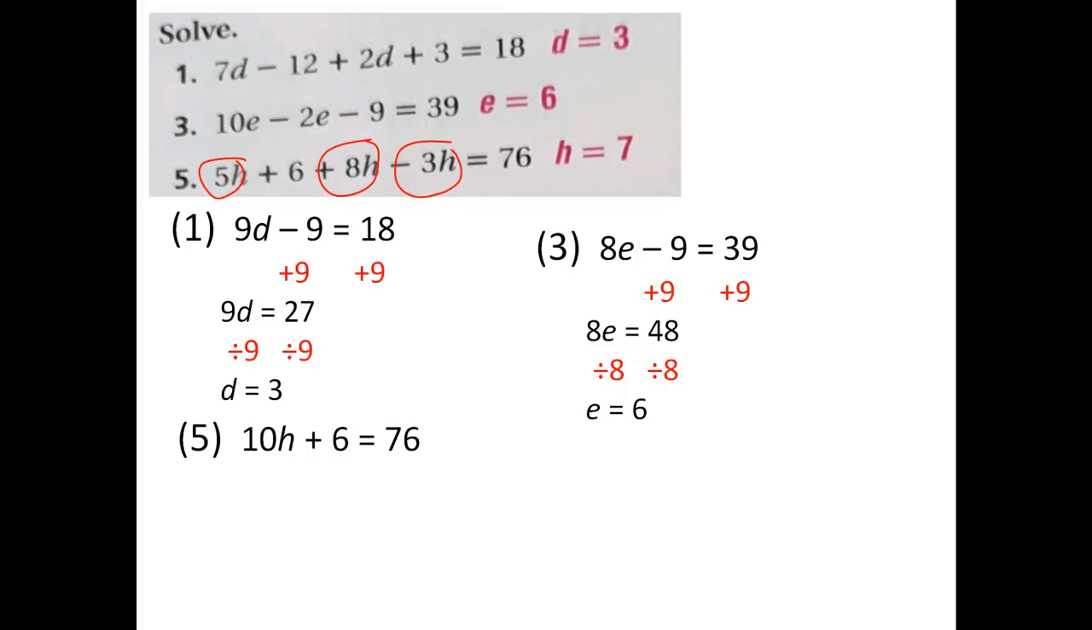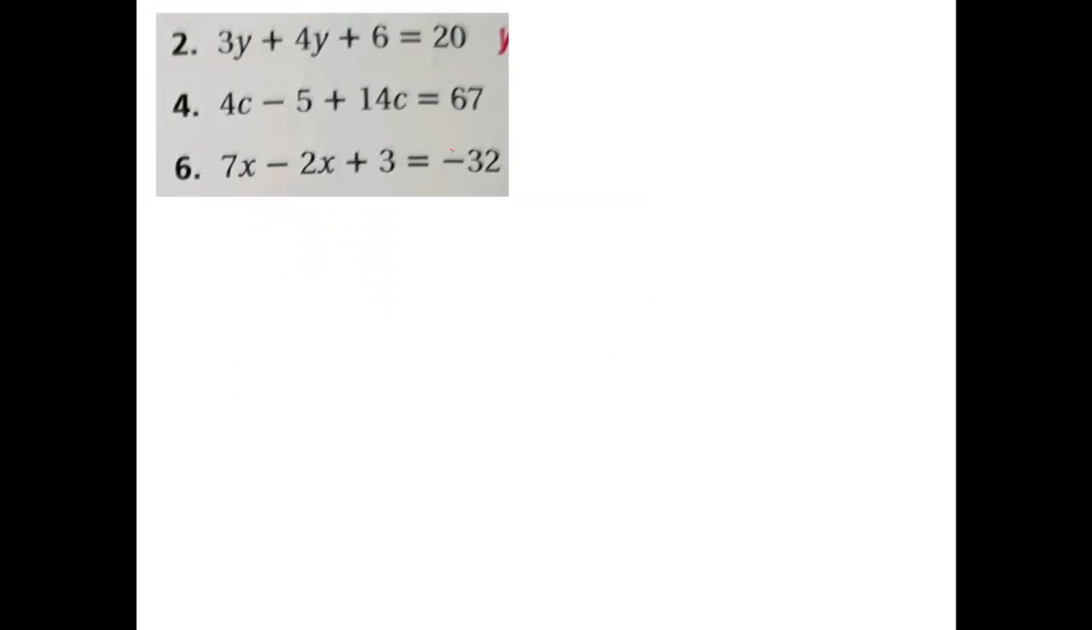Then we will do as normal. Here, plus 6, we will subtract 6 from both sides. And then we will have 10h equals 76 minus 6, 70. And divide by 10 on both sides, because the relation between 10 and h is multiplication, so we will divide by 10 on both sides. At the end it will be h equals 70 divided by 10, which is 7. Let's go to the other questions.